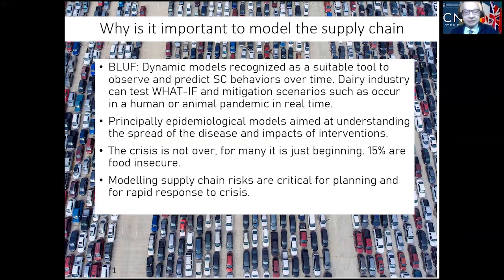Although, because of the vaccine, things are looking up right now. I would say 14% in the US are presently food insecure, which is still obviously way too high. I'm sorry, it's not 15%, I think it's closer to 14%. And 1 in 5 children. So it's still too many people going hungry, and there are still too many problems because of this. So modeling the supply chain risks is critical for planning and for rapid response.